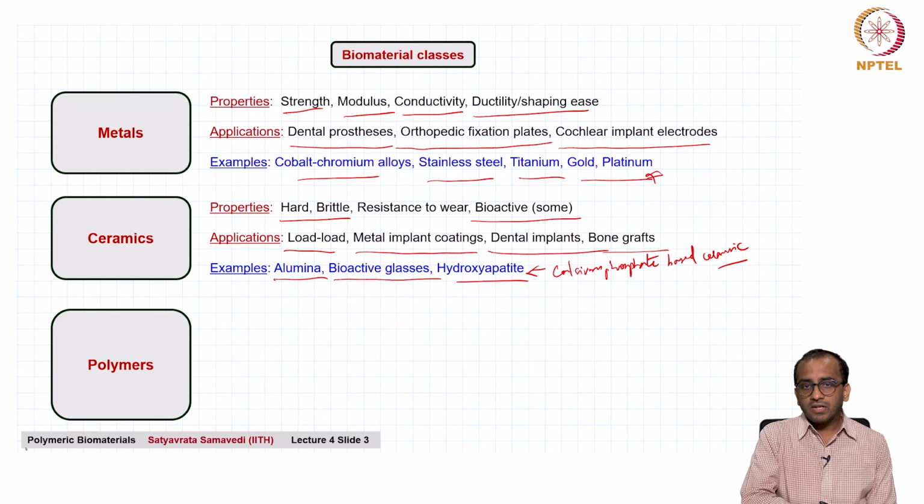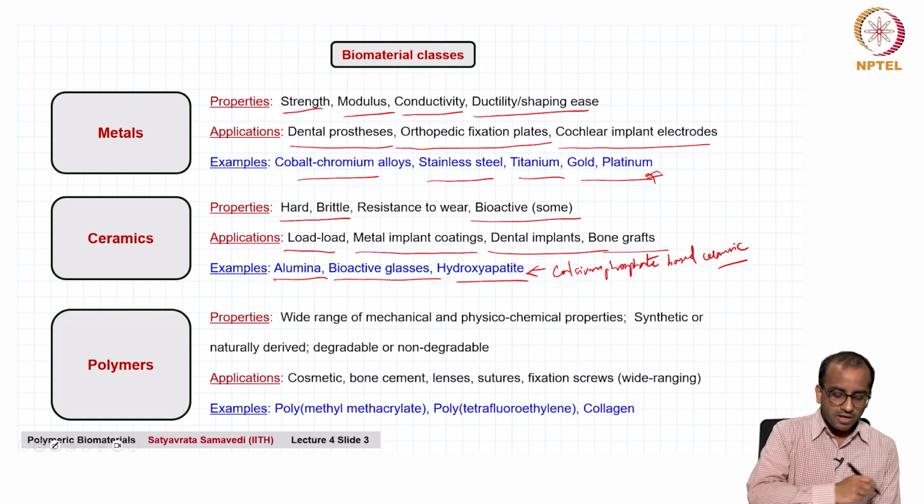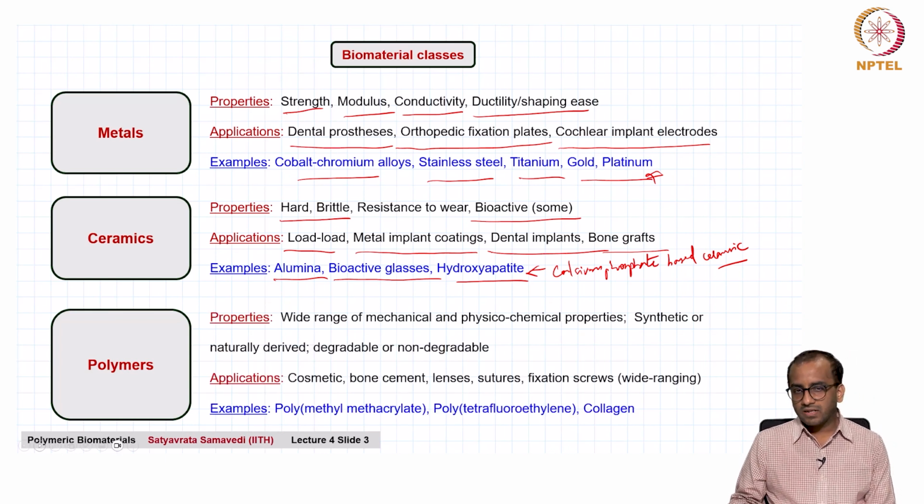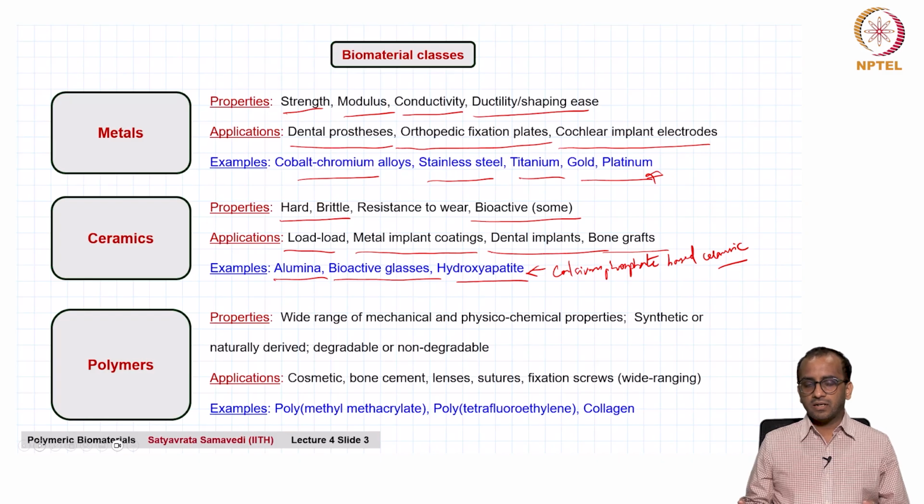So next we look at polymers. Unlike metals or ceramics, it's very hard to talk about properties that cut across polymers, and that's one thing that we will see throughout this course, that polymers can represent a wide variety of properties depending on their structure. So you see a wide range of mechanical properties and physicochemical properties.